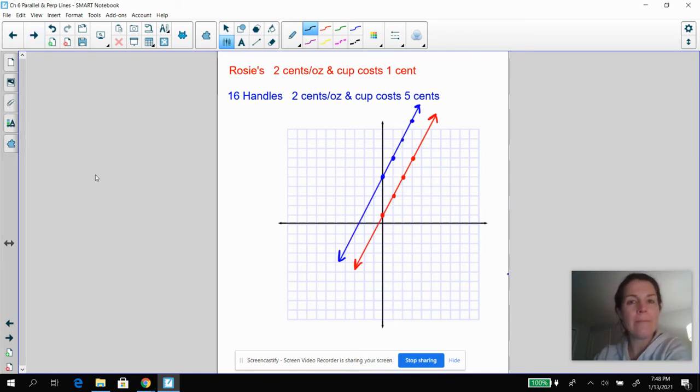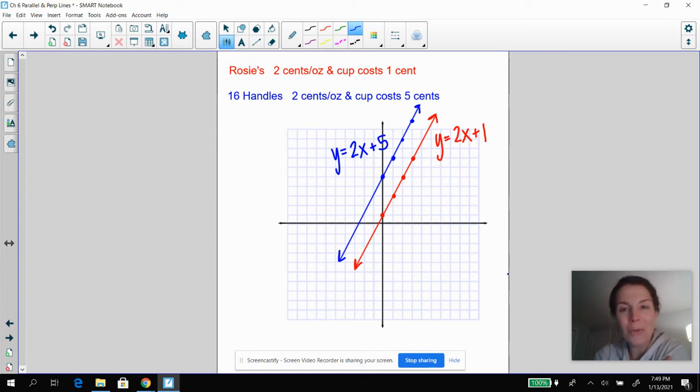All right, we're back. So here's what I got. For Rosie's, I had Y equals 2X plus 1. And then at 16 Handles, I had Y equals 2X plus 5. The only difference here is at 16 Handles, the cup is more expensive. So I want to ask you a question. Is there any way that I could pay more money if I went to Rosie's?